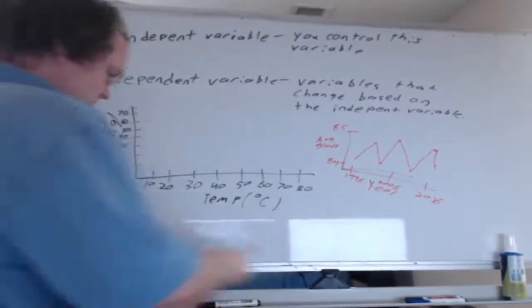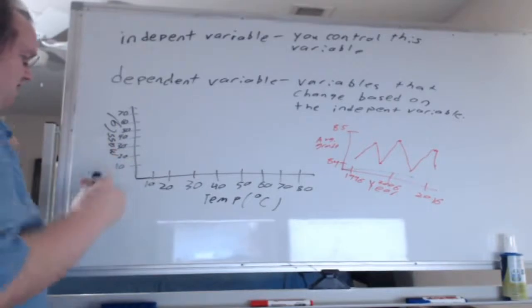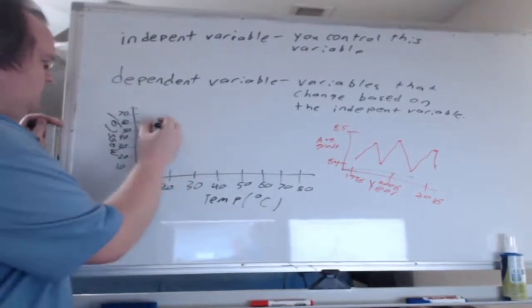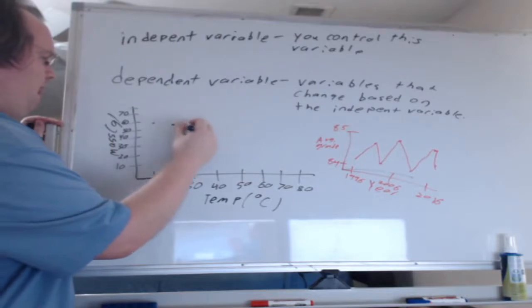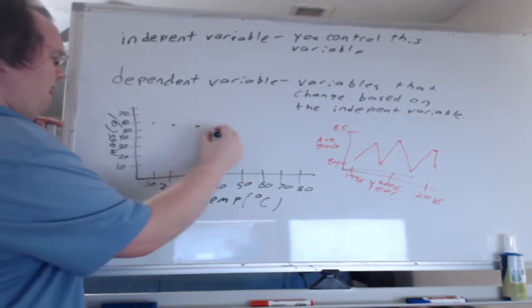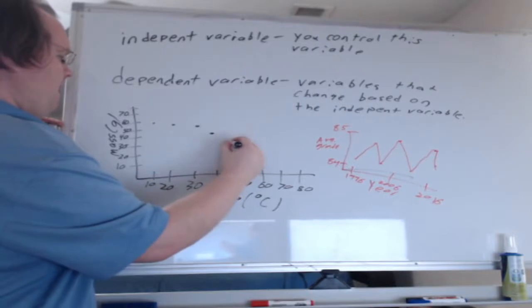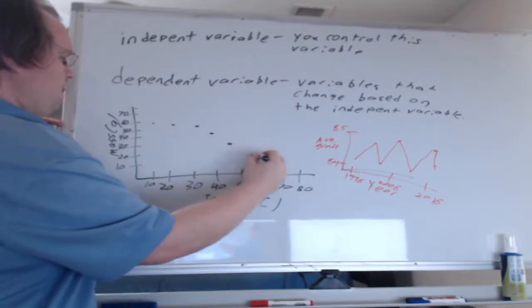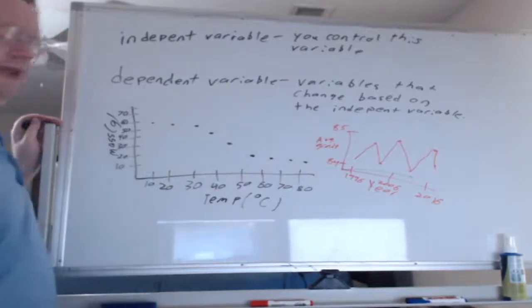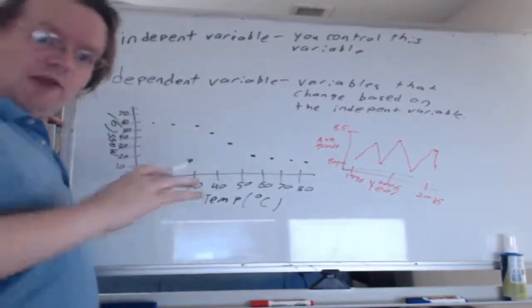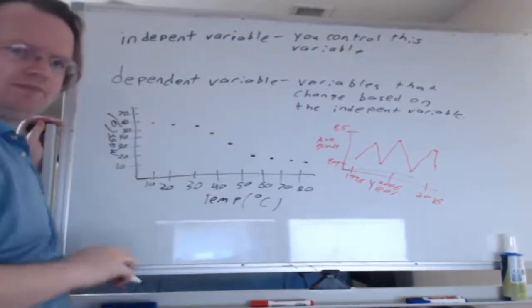So now going back to our experiment with temperature and mass, let's say we did some measurements. I'm going to plot a few points. So we made all these measurements. And there. Now we have something that represents our experiment.